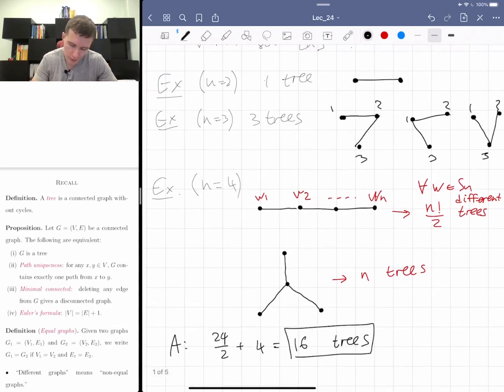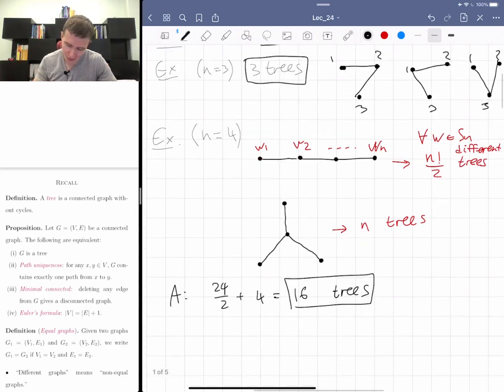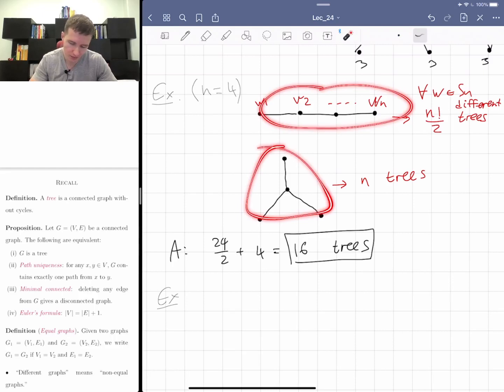16 trees. Previously we had 3, and previously we had 1. So these are not Catalan numbers, not n factorial, not Fibonacci. Okay, so what is it? Let's try another example, because now we can count trees in a smart way.